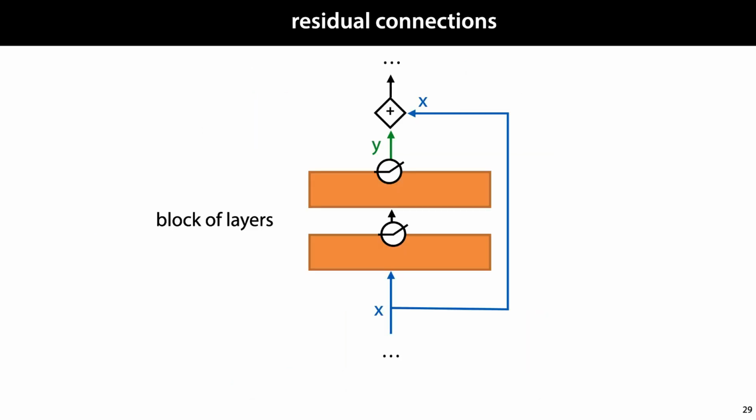Another cheap trick to help your gradients propagate, especially during early training, is to simply add a connection around a block of layers.